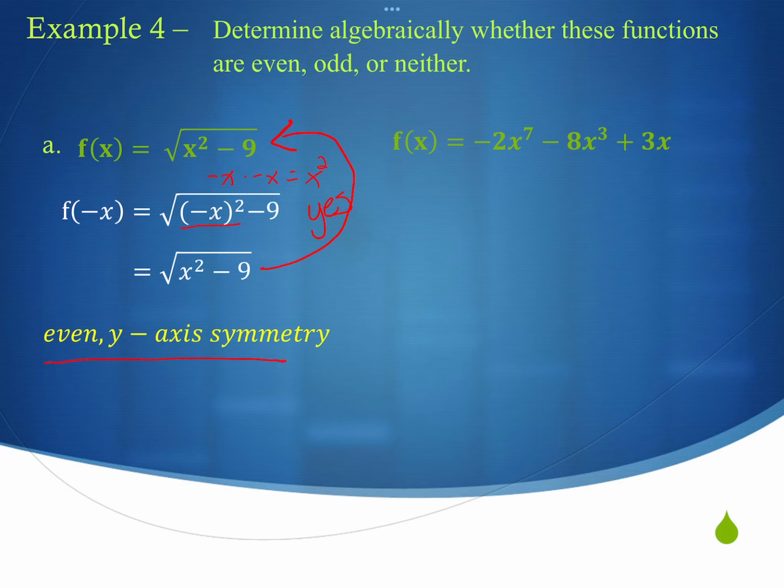Sometimes it might just ask even and odd. Sometimes it might ask if it has a certain type of symmetry. So if those two things are true, you write yes, you're done. You don't even have to check the other one. Okay, so let's do the same thing over here for part B.